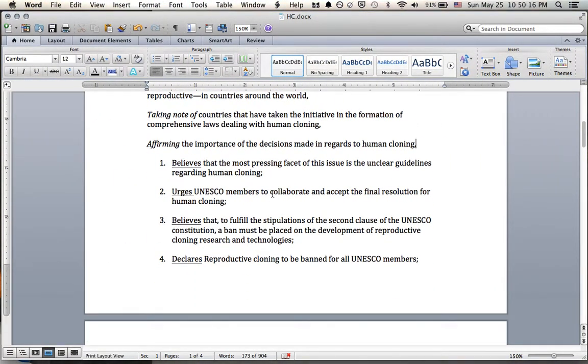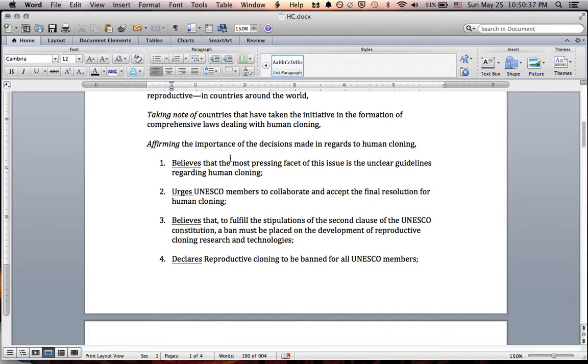another key issue to note is the fact that every operative clause ends with a semicolon except for the last clause. The last clause ends with a period, so that throughout the preambulatory clauses into the operative clauses is like this huge run-on sentence. And then we end the entire operative section with a period. So we see the numbering.